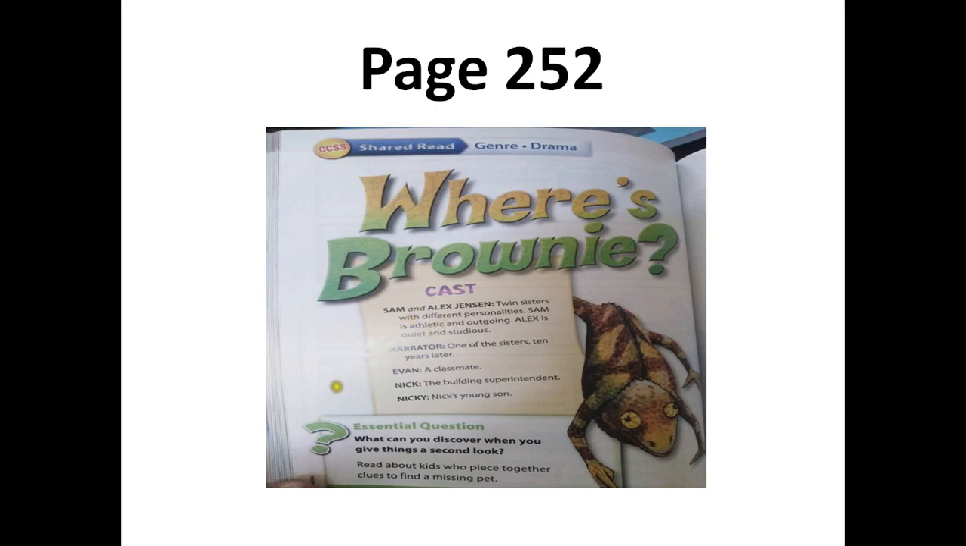So what are our characters? First of all, we have Sam and Alex Jensen. They are twin sisters with different personalities. Sam is athletic and outgoing. Alex is quiet and studious. And also we have a narrator, means a person who is describing all these things: one of the sisters, 10 years later. Avon, a classmate. Nick, the building superintendent. And Nikki, Nick's young son.